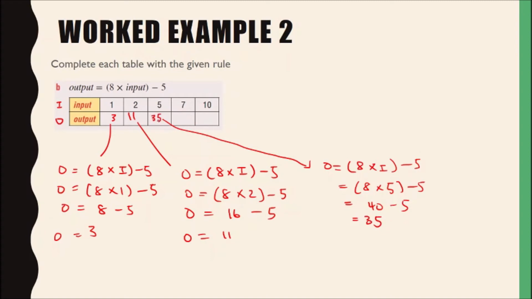Okay, so you just simply need to substitute the value of the input into I. So we've got 8 times 7, because that's our input value. So 8 times 7 is 56. I was just thrown off by how I write my 5.